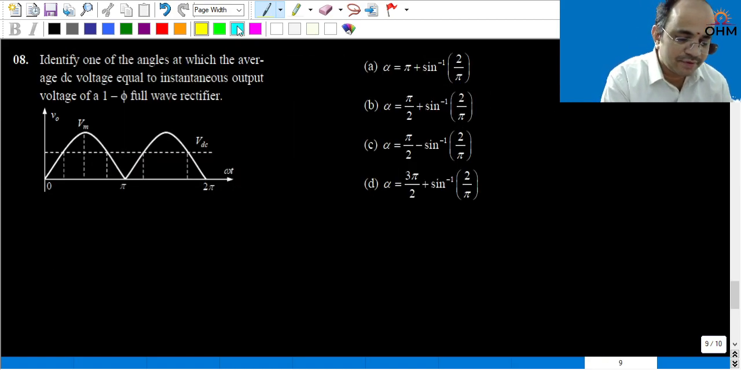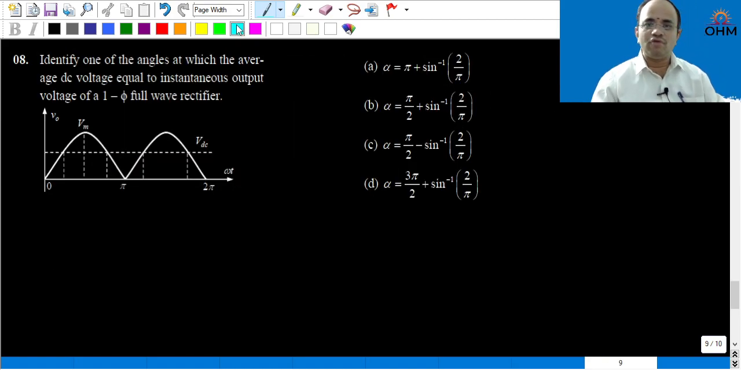Now this is a very interesting problem. Even I have not seen this type of model even in the GATE exam. This is just a little bit beyond AE exam, I can say. Now see that, identify one of the angles at which the average DC voltage equals the instantaneous output voltage of a single phase full wave rectifier.